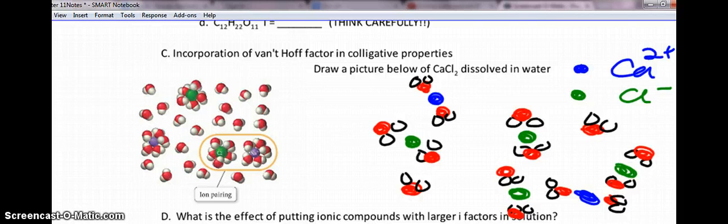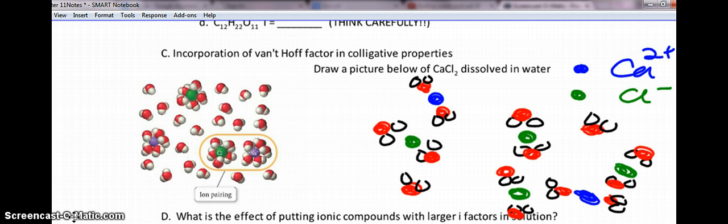A couple other things to notice that I tried to show in my picture is that there are fewer freed up water molecules. So more of the water molecules are bound to the ions than before. So it's going to have the effect of boiling point elevation and freezing point depression like we showed below. So the question now for part D is, what is the effect of putting ionic compounds with larger Van't Hoff factors in solution? Why don't you pause this, answer it, and then we'll check our answers when I come back.